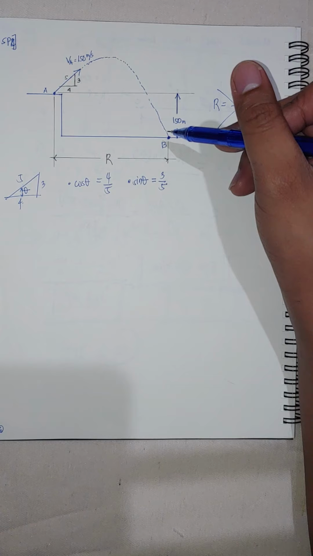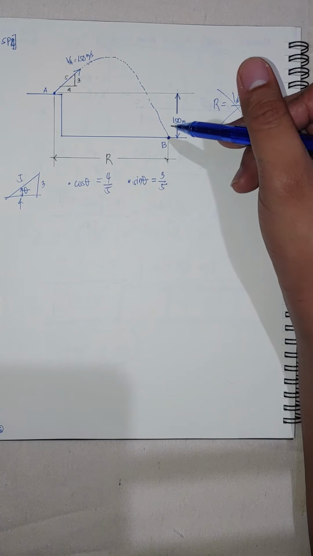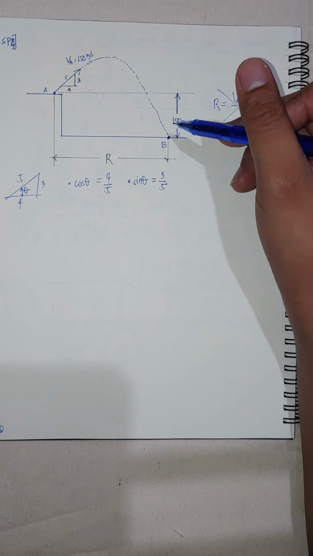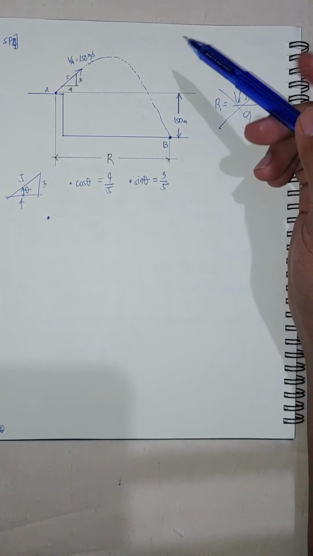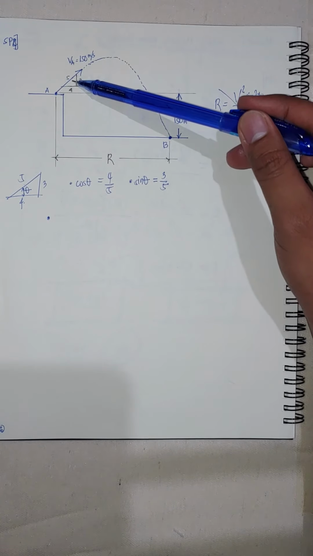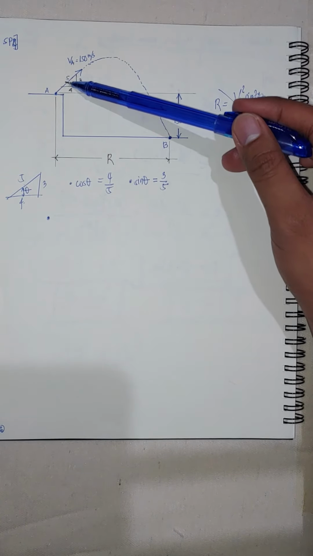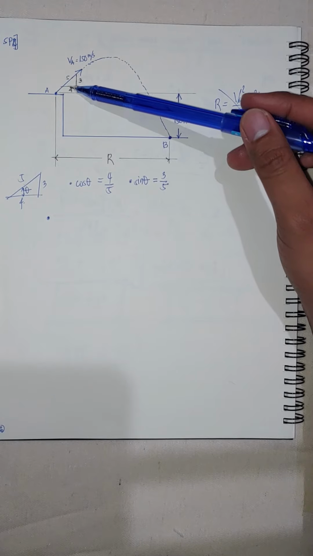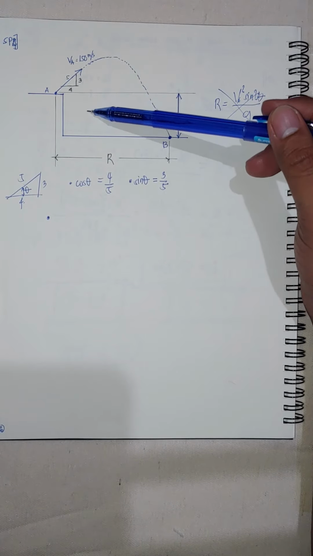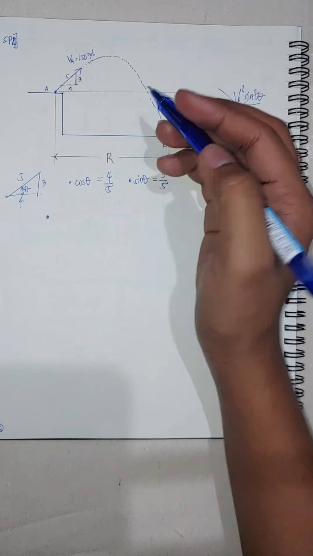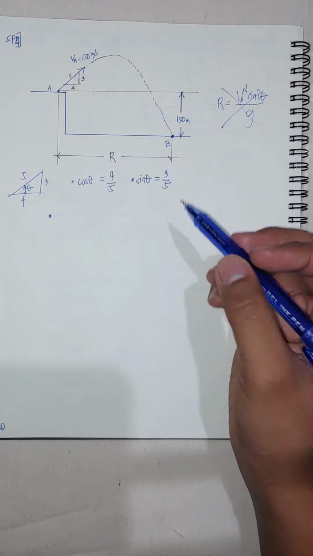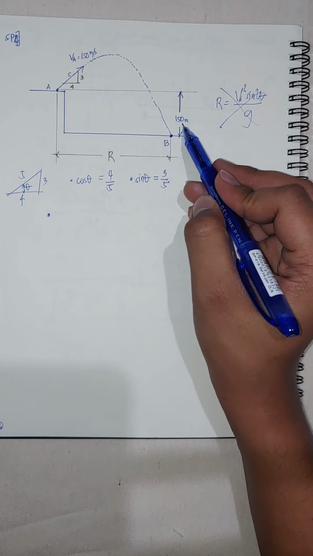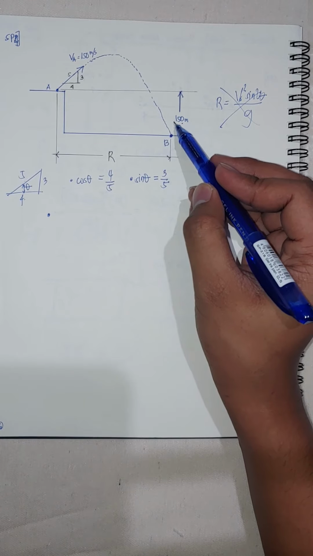Therefore, we cannot use the horizontal component of the formula first because it will have too many unknowns. So we use first the y, or the vertical components. We have the initial velocity, and we can solve for the vertical component of the initial velocity using this formula. We also have the final position of the projectile from its initial position, which is 150 meters, and since it is going down, that is equal to negative 150 meters.